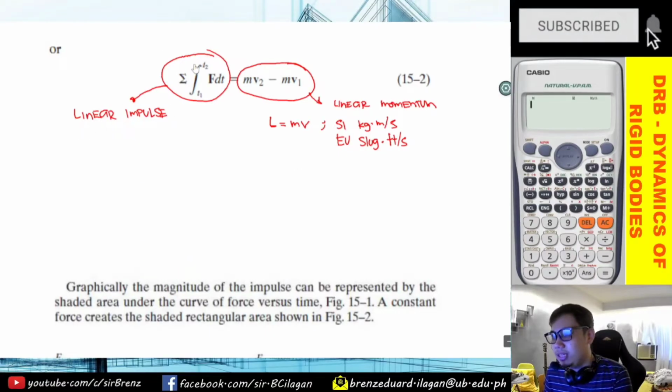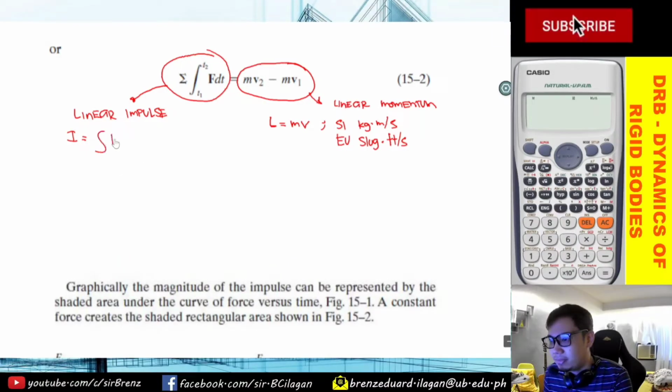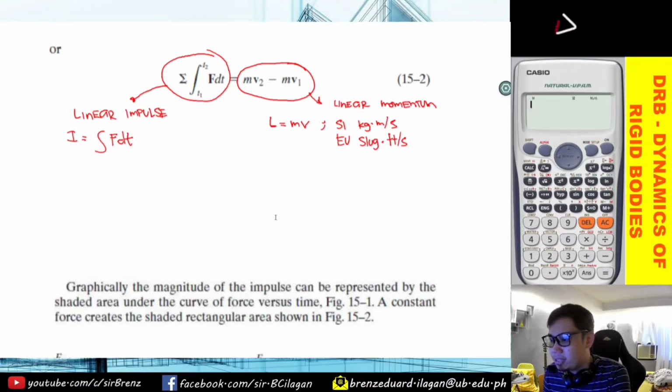Next one, we'll now discuss the linear impulse. The impulse, which is I, is equal to the integral of F dt. This is referred to as the linear impulse. This term is a vector quantity which measures the effect of a force during the time the force acts.